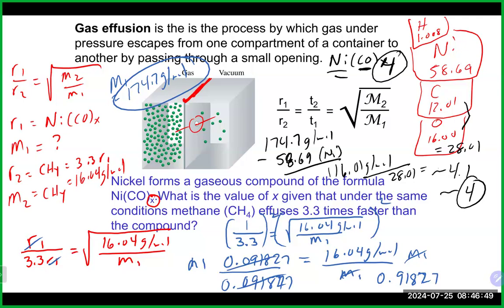Now, in this case, I chose R1 and M1 as kind of the unknown. Again, you could have chosen R2 and M2 as that, and it would basically come out the same. Any questions on gas effusion here? All right.